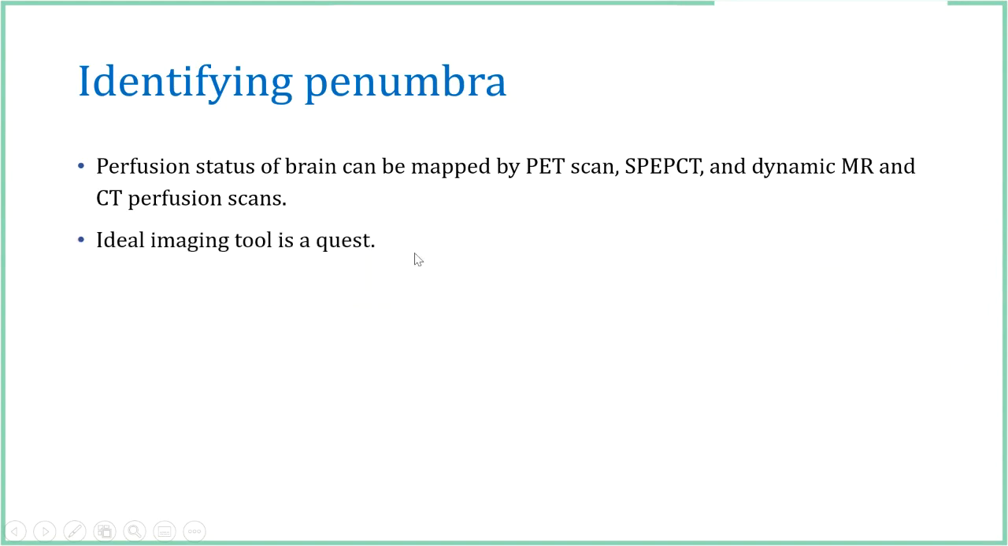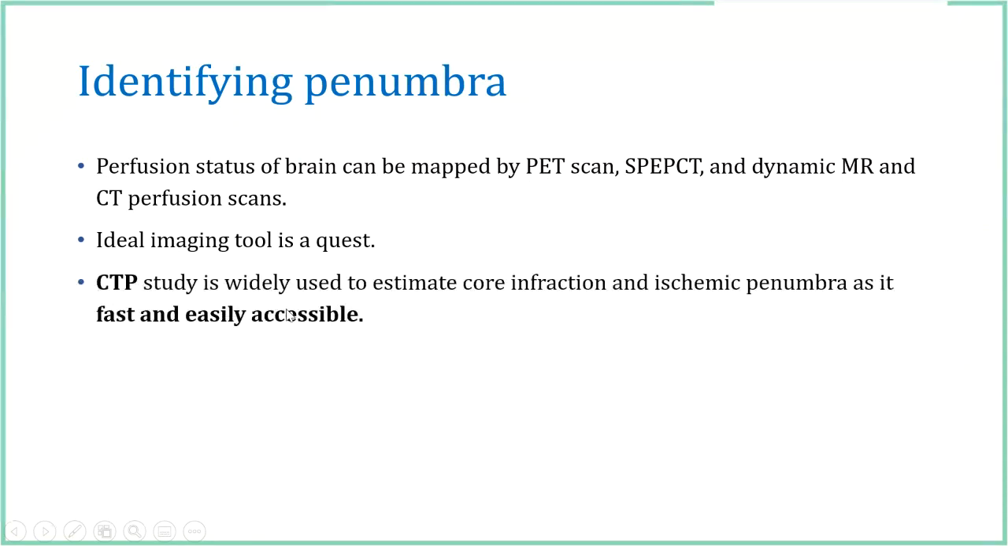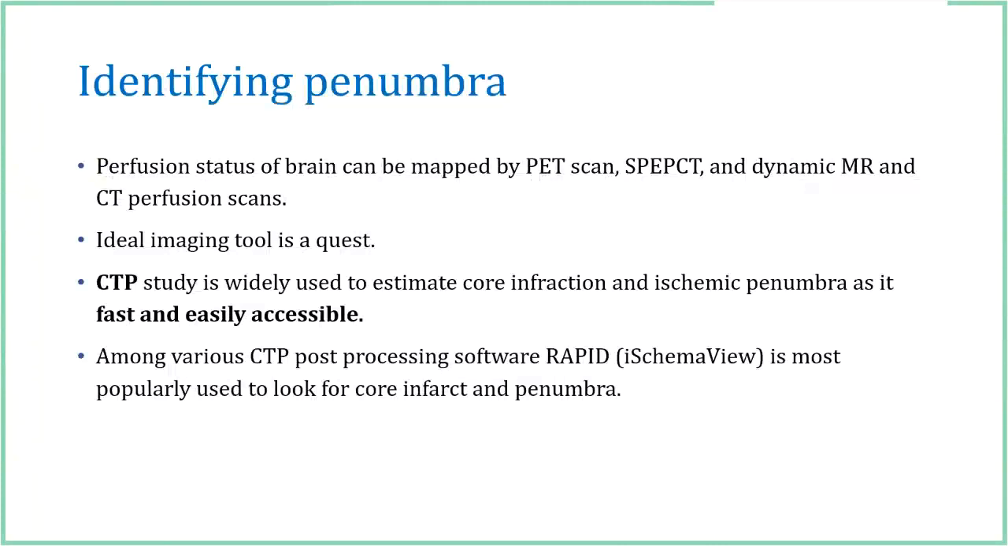The ideal imaging tool is a quest, but so far we have the CT perfusion that has been widely used all around the world because it is fast and easily accessible to detect the penumbra. Among the CTP post-processing software, RAPID software has been widely used in the major clinical trials. The CTP uses the same modules that we have discussed earlier, the cerebral blood flow and cerebral blood volume parameters, in order to map the perfusion area and core area.